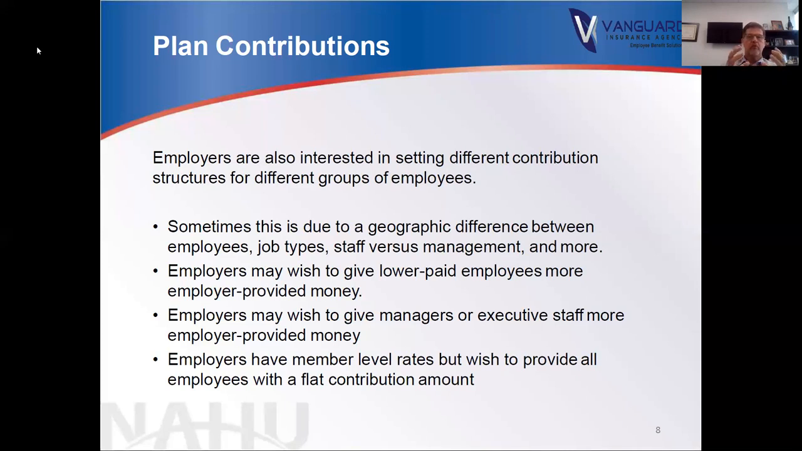You can also do this by division. So they also have branch offices in multi-states, and some employers want to set it up where one branch would get one contribution and other branches can get other contributions. You can tier your contribution based on job classification. So if management gets 1% or a flat dollar amount and all other employees get another, that's compliant.